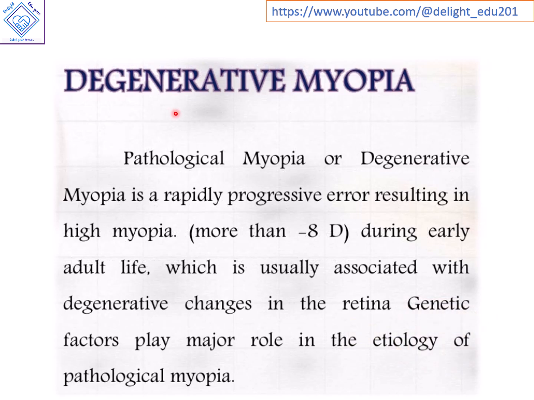Then the third type is degenerative myopia. Degenerative myopia, or pathological myopia, is a rapidly progressive error resulting in high myopia. So the measurement is more than -8 diopters during early adult life, which is usually associated with degenerative changes in the retina. Genetic factors play a major role in the etiology of pathological myopia.